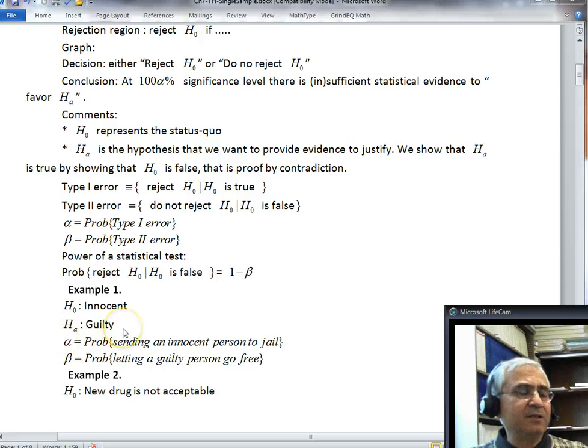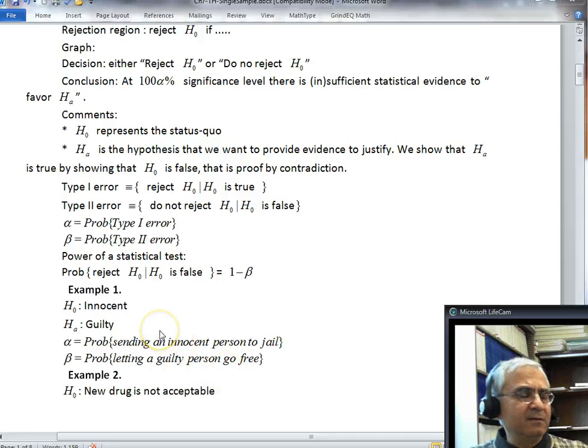The second type of error a judge would make is if H0 is false, if the person is guilty and the judge makes the decision that the person is not guilty. Say, judges never say the person is innocent, they say not guilty, but that's letting a guilty person go free.